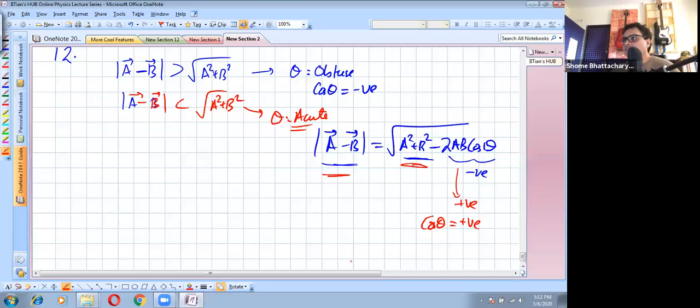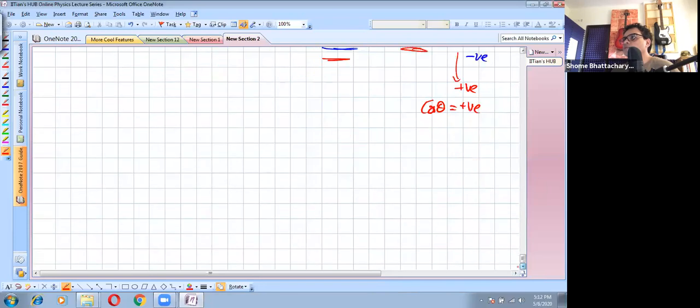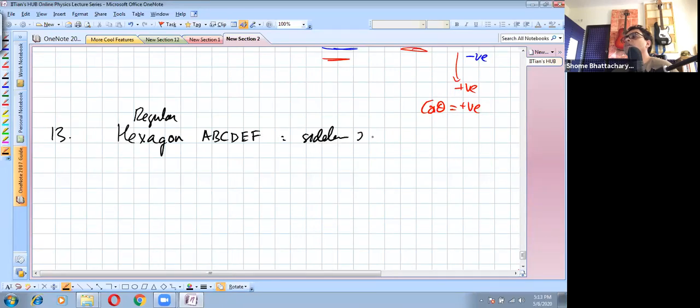Right, so that's 12th question. Now 13th question is going to be one of the more interesting questions in this exercise. So in 13th question, it says that you have a hexagon, a regular hexagon of side length 20 centimeters. And now you have to analyze various things.